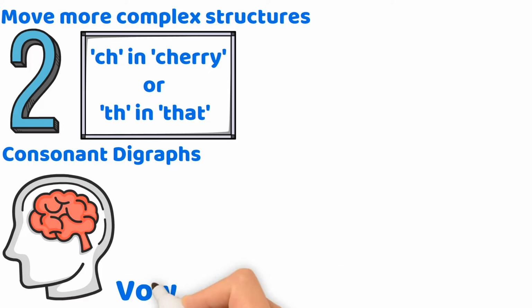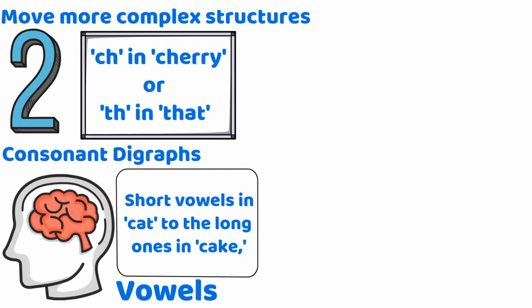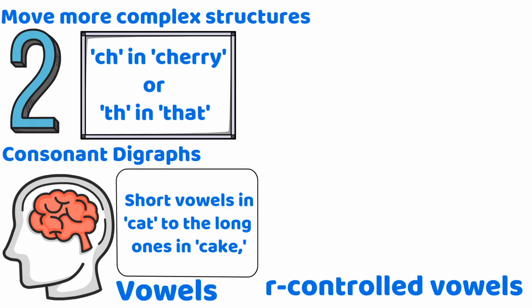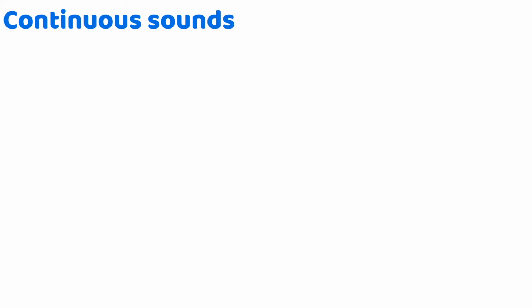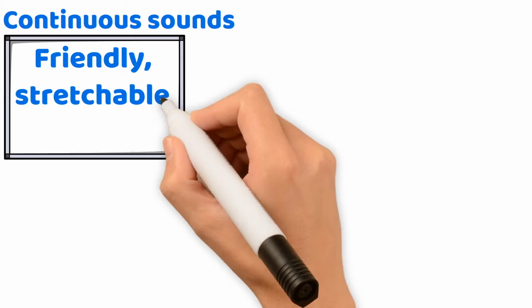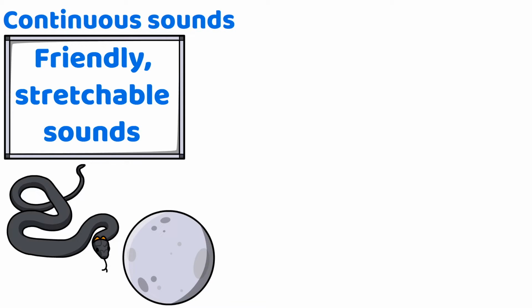And let's not forget the vowels, from short vowels in cat to the long ones in cake, and the more peculiar R-controlled vowels like the AR in car. Next, let's get you prepped for continuous sounds. These are your friendly, stretchable sounds like S in snake or M in moon. They glide smoothly as you say them.